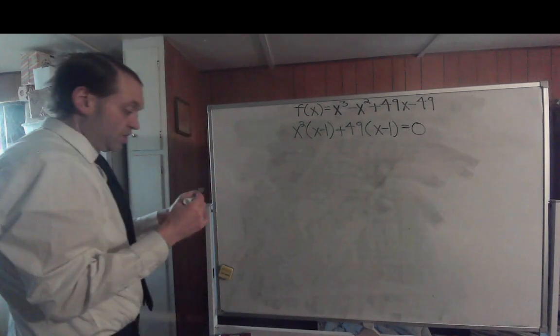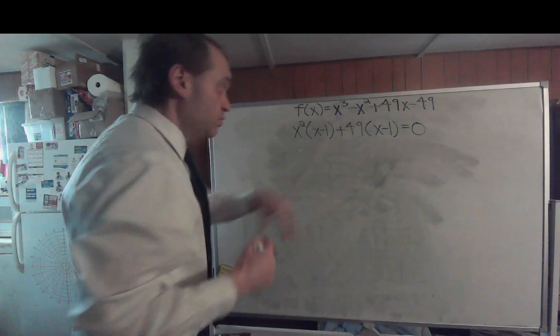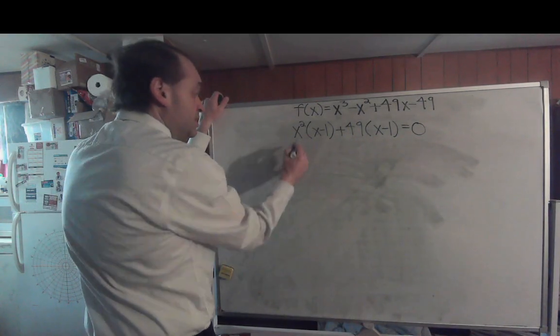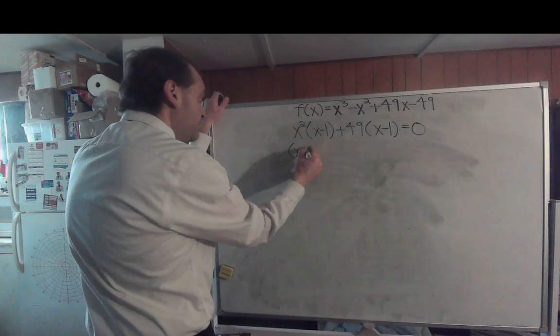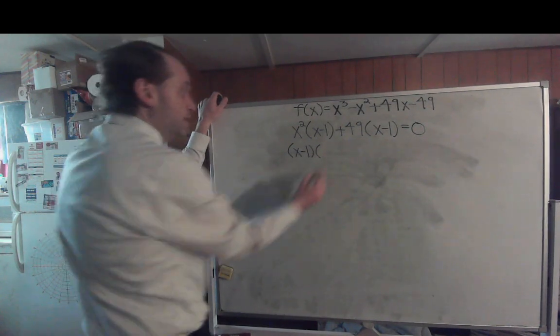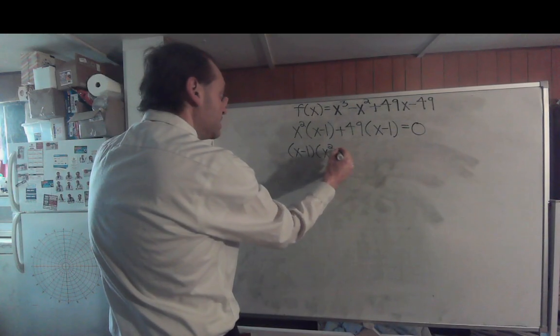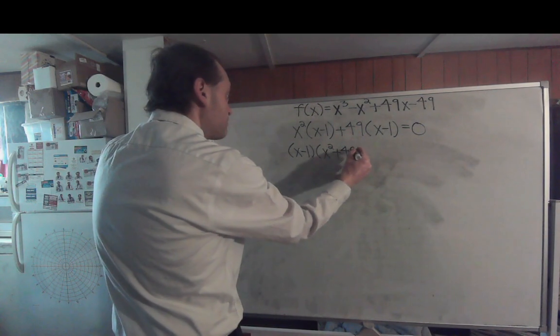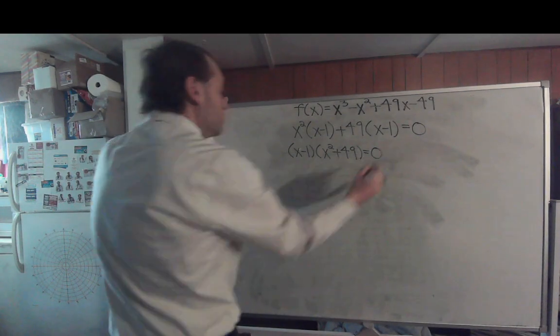All right. Well, you have a common x minus 1 on both terms. So factor that out, you'll get x minus 1 times the quantity of x squared plus 49. All that equal to 0.